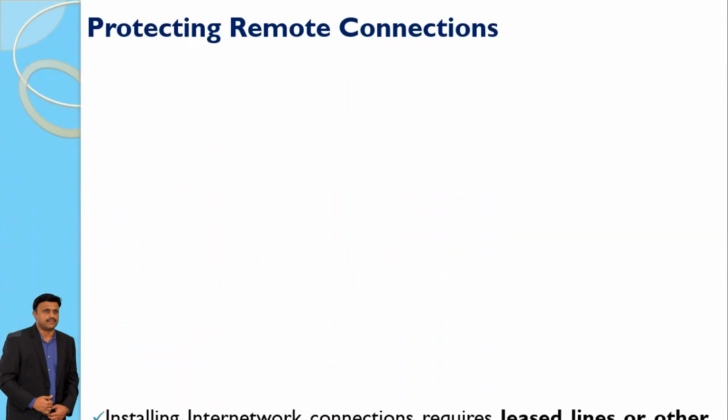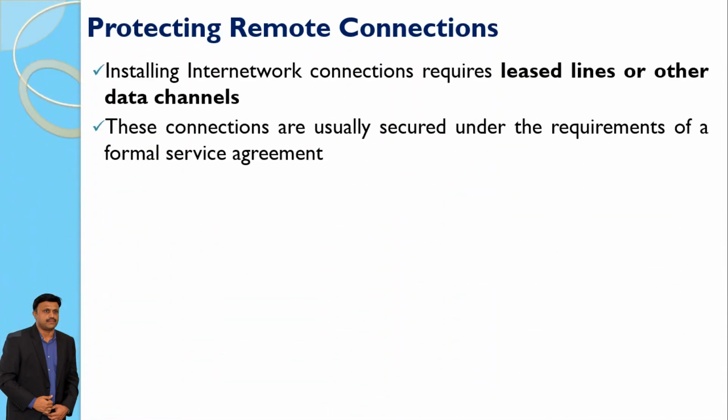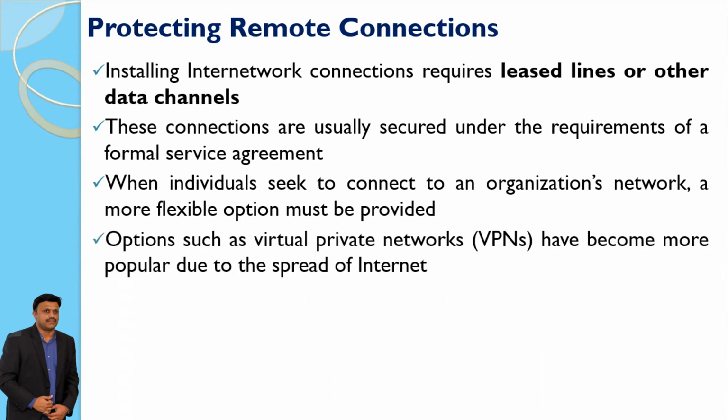Protecting remote connections often involves using leased lines or other data channels secured under formal service agreements. Virtual private networks, VPNs, have become popular for securely connecting to an organization's network due to the widespread use of the Internet.